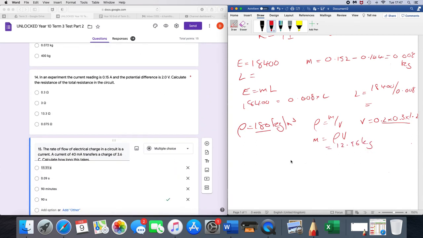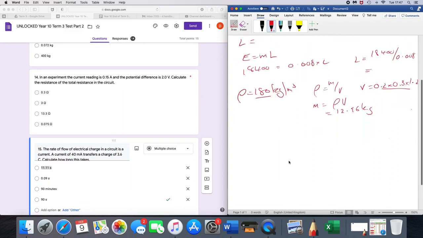Question 14 then. We have a current of 0.15 amps, a PD of 2 volts. We want to know R. We're going to say V equals IR. So R is V divided by I, which is 2 divided by 0.15, and 2 divided by 0.15 gives us 13.3.